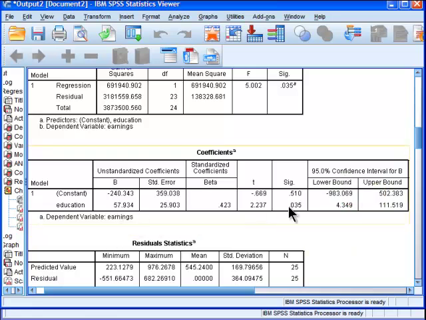I will point out the 95% confidence intervals associated with our B values. So the intercept is actually huge. Look how big that is. With 95% confidence, we can say that the intercept is somewhere between negative 983 and 502, and that's starting to make sense to me. Now somebody who has zero education should probably be making some money.